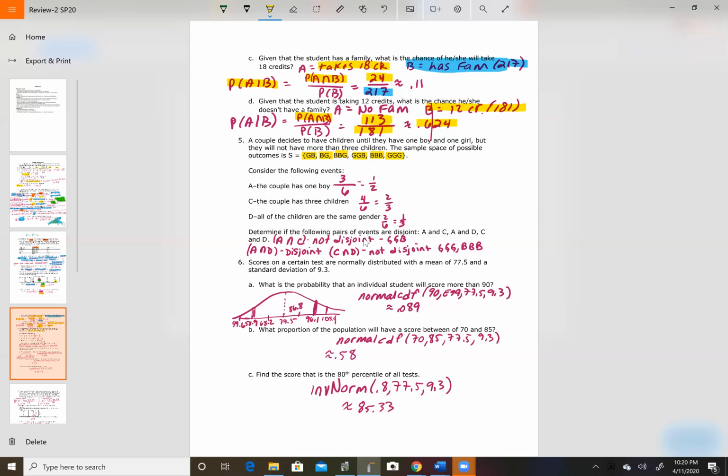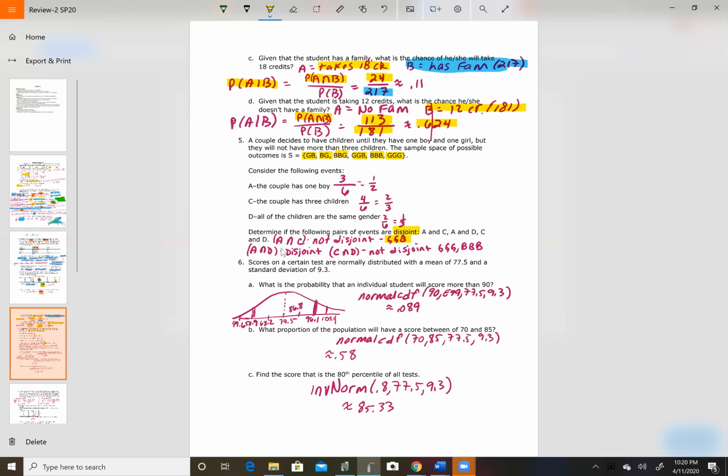Determine if the following pairs of events are disjoint. Disjoint means they are mutually exclusive, okay? A and C: A, the couple has 1 boy, and C, the couple has 3 children. That's not disjoint because they could have overlapping there, right? You could have girl, girl, boy, and that meets both A and C.